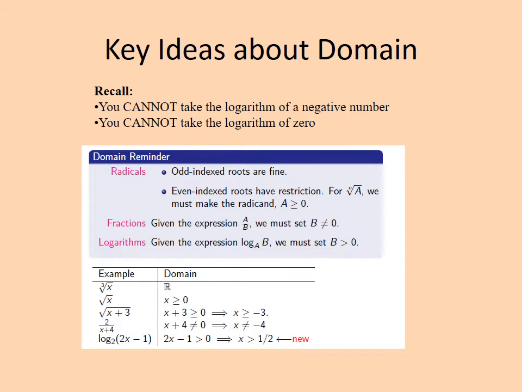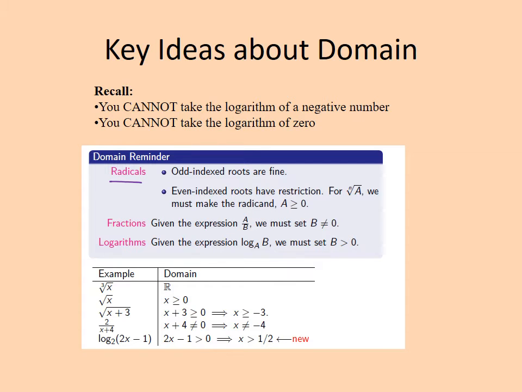We're now going to look at some key ideas about domain. We're going to review what we already know about domain and look at domain with logarithms. Okay, radicals. Odd radicals are fine. So the cube root, the fifth root, the seventh root, there's no domain restrictions. The answer is going to be all real numbers.